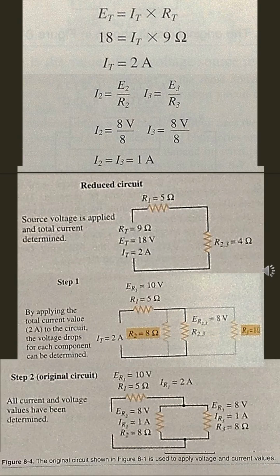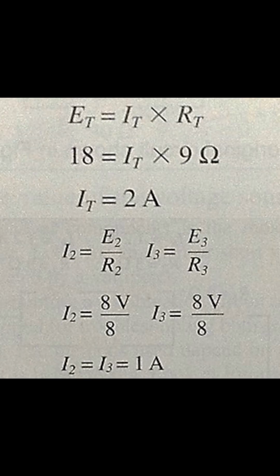Using Ohm's law, the total resistance value previously calculated at 9 ohms: ET equals IT times RT, which in this case is 18 volts equals total current times 9 ohms. So IT in this case is 2 amps. The total current value of the circuit is 2 amperes. Once the total circuit current value is determined, it can be applied to the simple series circuit to determine the voltage drop values. Remember that the current anywhere in a series circuit is the same.